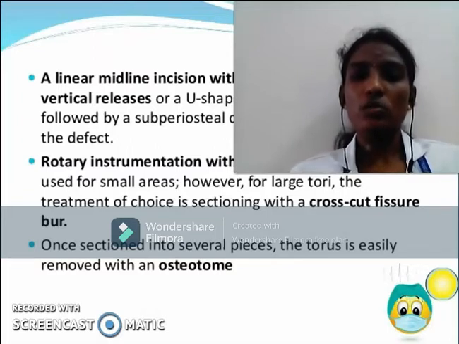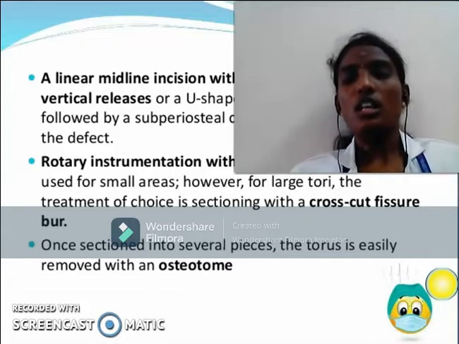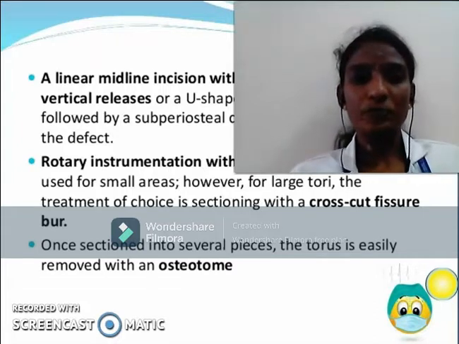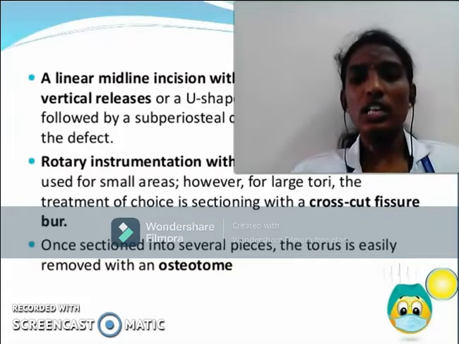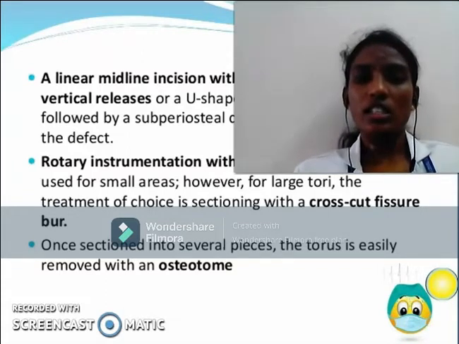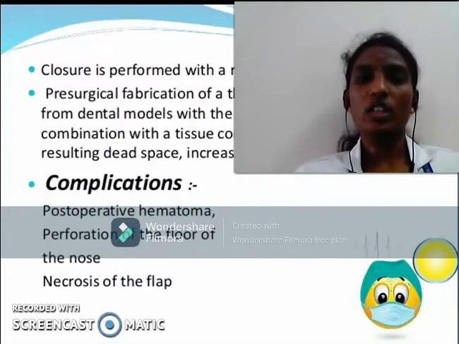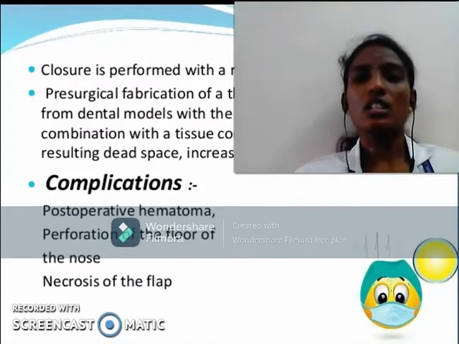A rotary instrument with a round acrylic bur may be used for a small area; however, for a large torus, the treatment of choice is resection with a cross-cut fissure bur. Once sectioned into several pieces, the torus is easily removed with an osteotome. The closure is performed with resorbable sutures.